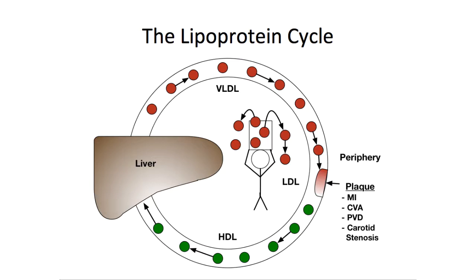Here is a simplified model of this process. Here you can see that the liver releases very low-density lipoproteins, where it is converted to low-density lipoproteins in the periphery. When there's an excess of free-floating LDL, the patient becomes hyperlipidemic and plaque development occurs. Basically, there's an overabundance of fat and it spills out in the periphery. Plaque development can result in myocardial infarctions, cerebrovascular accidents, peripheral vascular disease, and carotid stenosis, among other things. However, if the patient has enough HDL, the LDL can be carried back to the liver for reprocessing and breakdown.